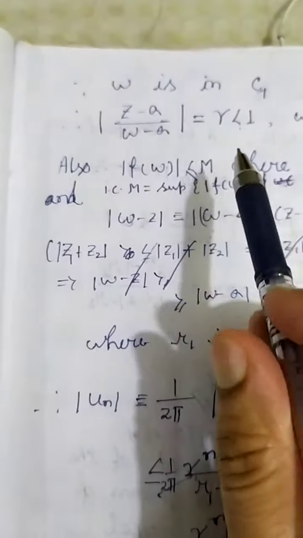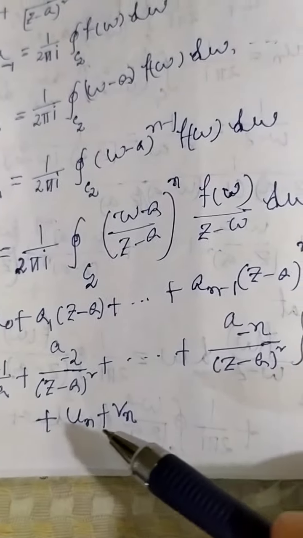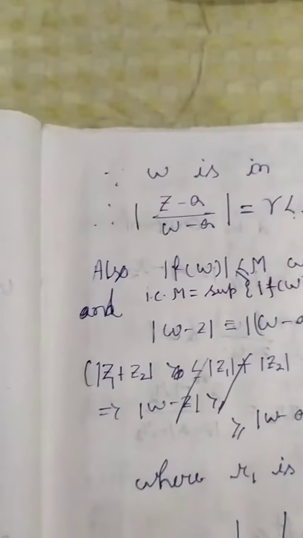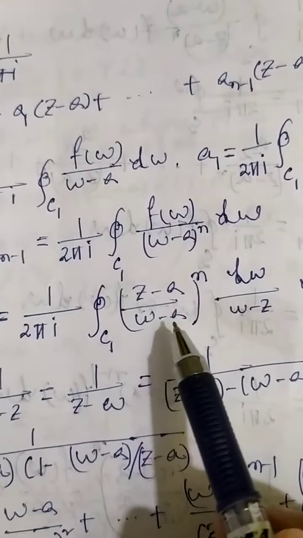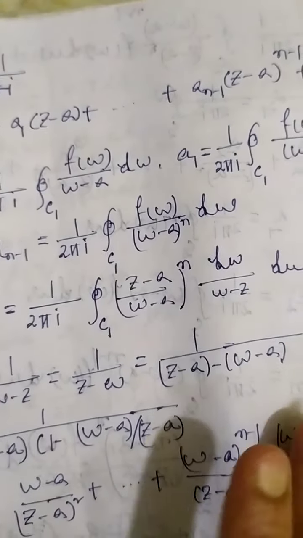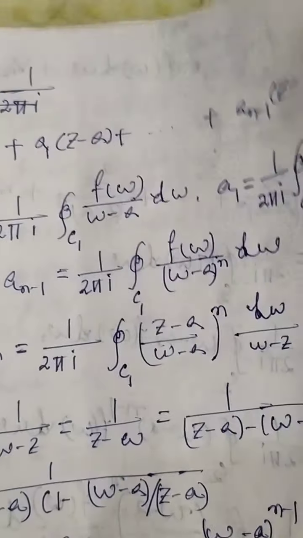And w minus z can be written as, our objective is to show that Un and Vn are equal to 0. So for Un we have this term, this is our Un. So we need z minus a, w minus a, and w minus z. So what is actually w minus z here?